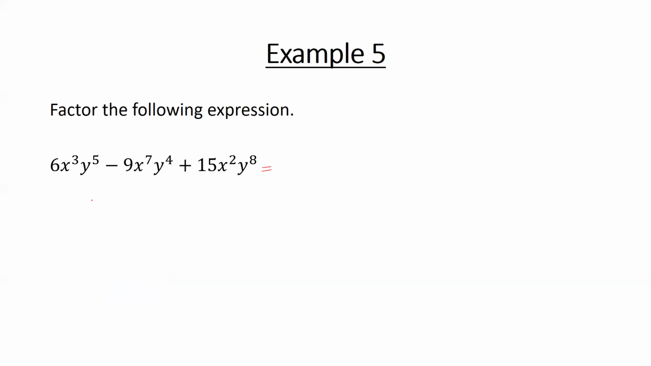When we figure out our GCF, we first look at the numbers. 6, 9, and 15 are all divisible by 3, so we can factor out a 3. When we look at the x's, the lowest power is 2, so that's 3x squared. And when we look at the y's, the lowest power is 4, right? 5, 4, and 8. So y to the fourth. That is our greatest common factor.